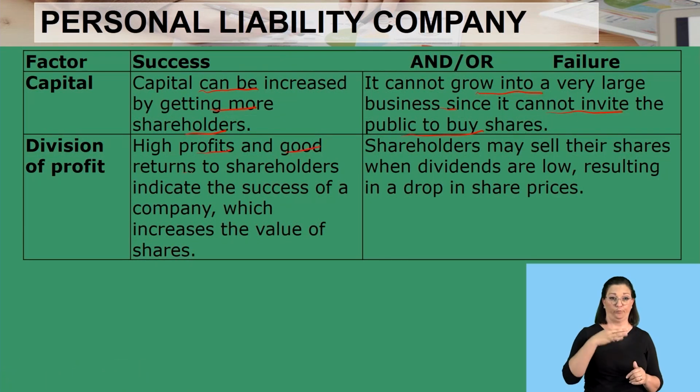Then division of profit. High profits and good returns to shareholders indicate the success of the company, which will increase the value of shares. This is similar to what we went through with the private company, and again, shareholders may sell their shares when dividends are low, resulting in a drop in the share price. This again is similar to what we went through with the private company.